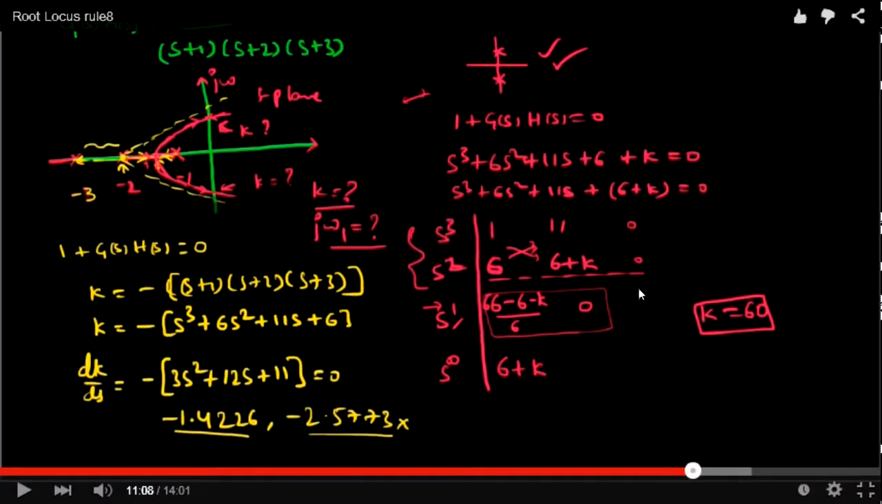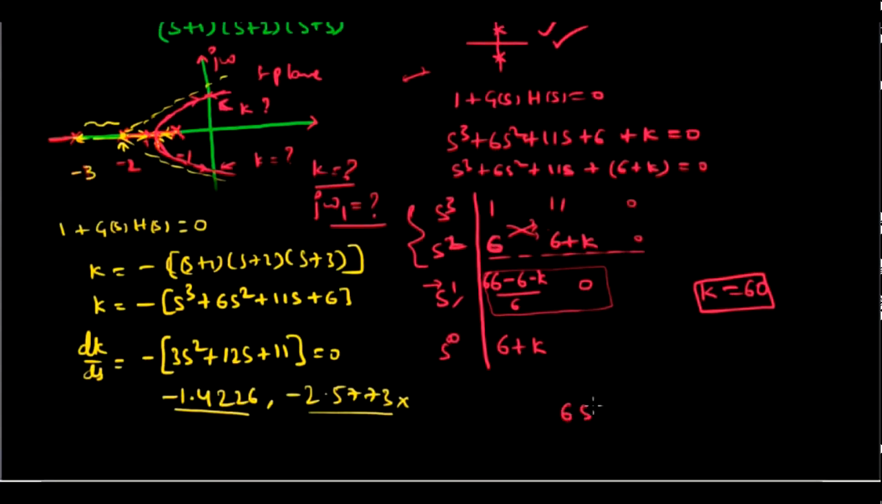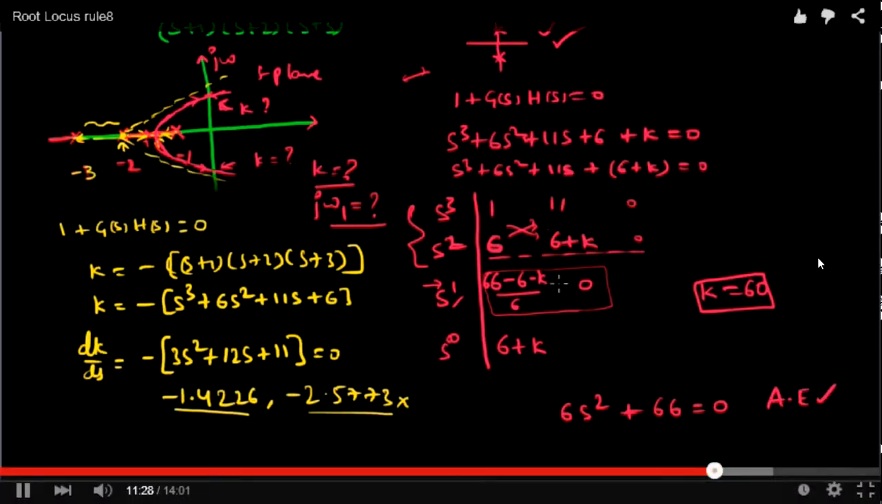As he says, you have to go back to the Routh-Hurwitz video. Okay, special case number 2, let us watch that. Maybe we can answer something. So when you put k equals 60, you have 66. This is what he means.